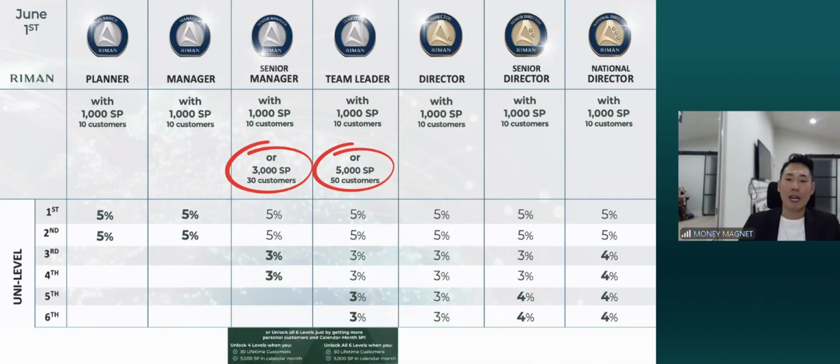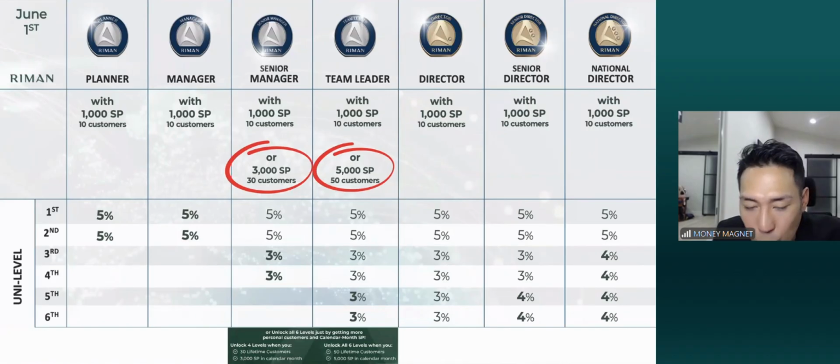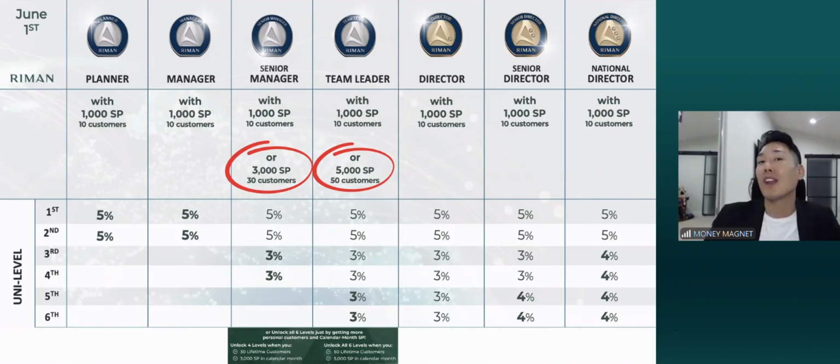This is the cheat sheet, literally. See right here, unlock all 6 levels just by getting more personal customers and calendar month SP. Unlock 4 levels when you do 30 lifetime customers with 3,000 SP. Unlock all 6 levels with 50 lifetime customers at 5,000 SP. Think about it, if I'm a planner and I sponsored maybe 1 leg or 2 legs, and I didn't quite get there yet, it's frustrating because you might end up leaving money on the table.